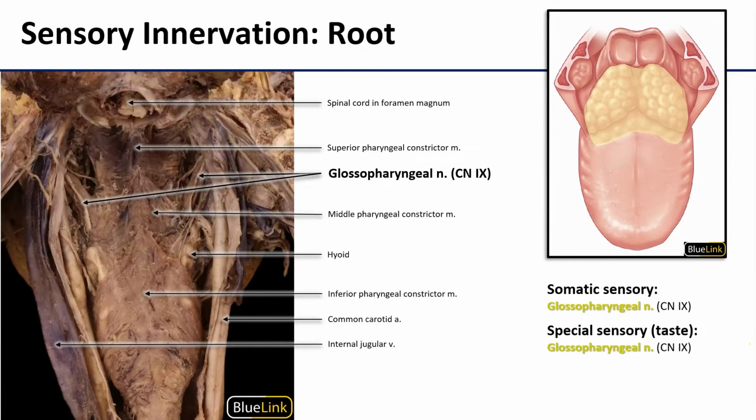The glossopharyngeal nerve exits the cranium through the jugular foramen along with the vagus and accessory nerves and the internal jugular vein. It makes its way down into the pharynx by riding on the posterior surface of the stylopharyngeus muscle. So we can see that happening right here. Here is the glossopharyngeal nerve, and this guy right behind it is the stylopharyngeus muscle.